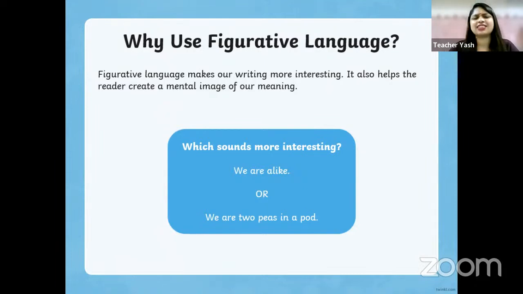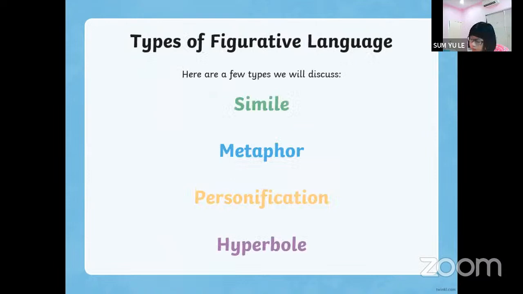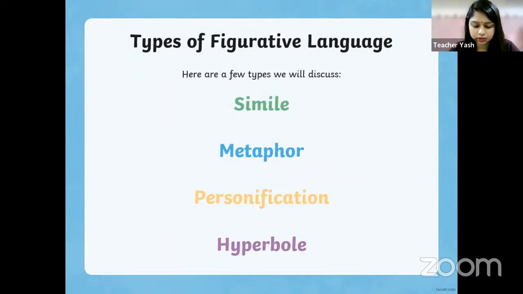We are alike. It's like, oh, peas in a pot, also the same meaning. Yes. So we are two peas in a pot. So they can imagine, oh, the two peas look the same. So that's why they were compared with this. Understand? Okay. So now can you please read these types of figurative language?